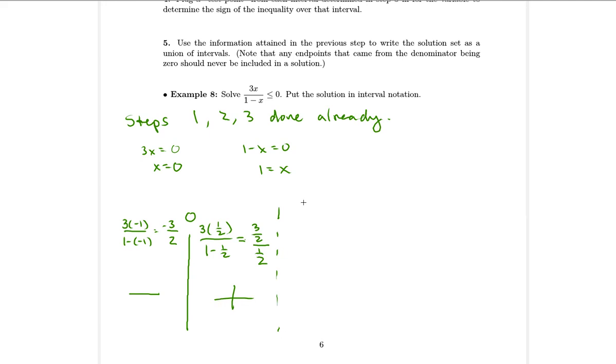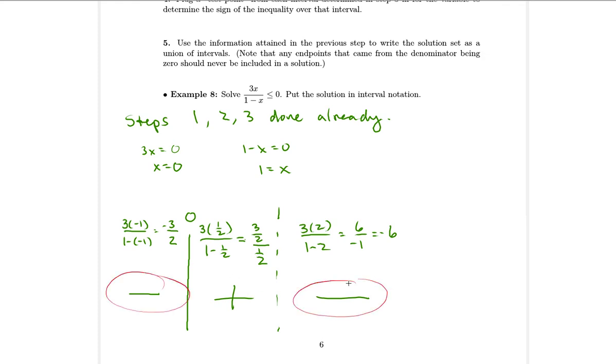And then 3 times 2, 1 minus 2. So we have 6 over -1, but it's negative. Okay, so what did we want? Well, we wanted negative to begin with, right? So we wanted this one, and we wanted this one.